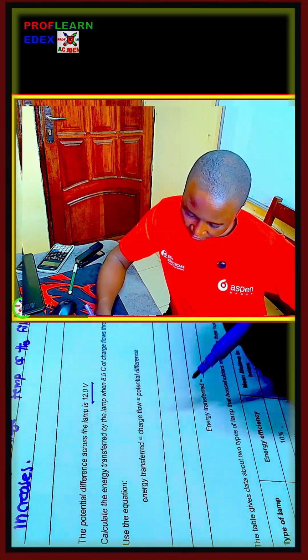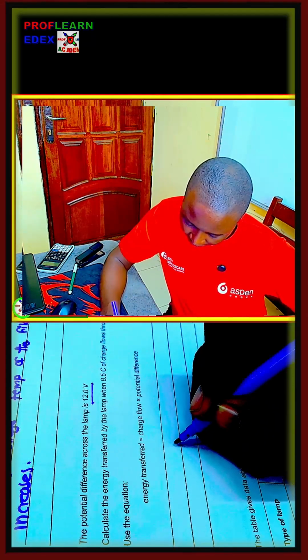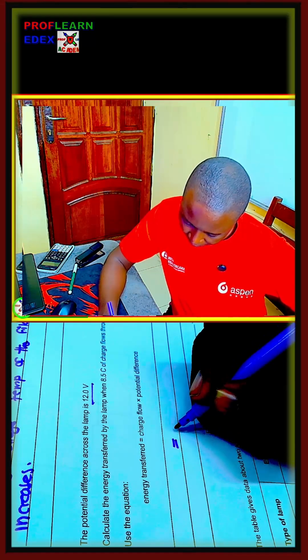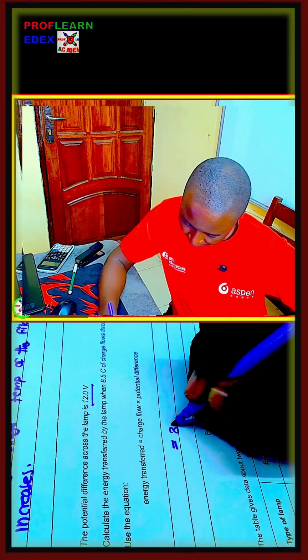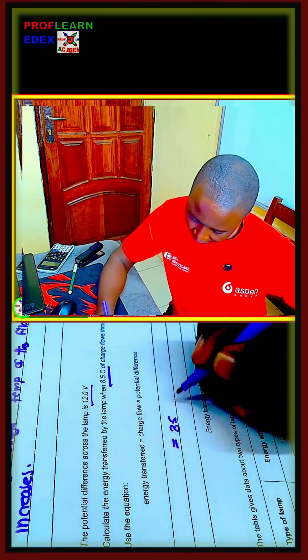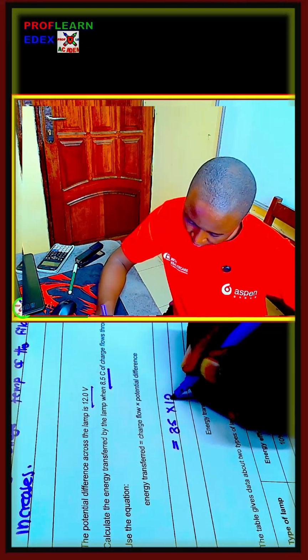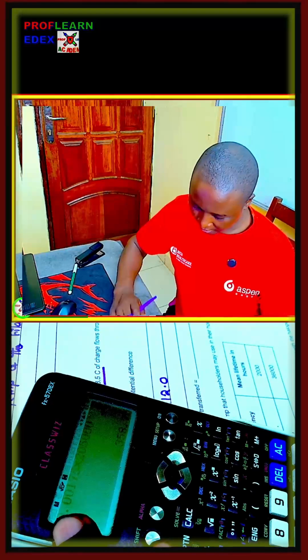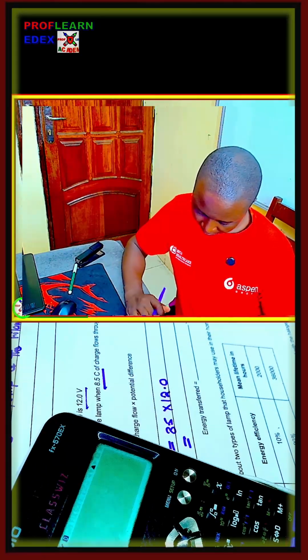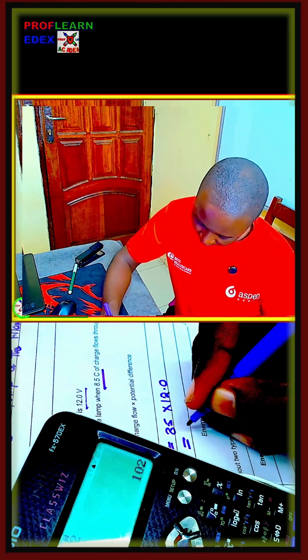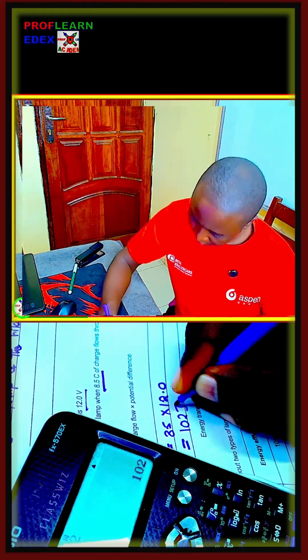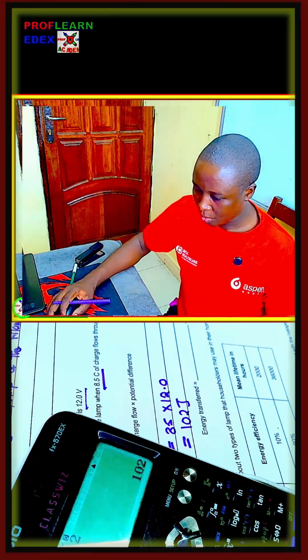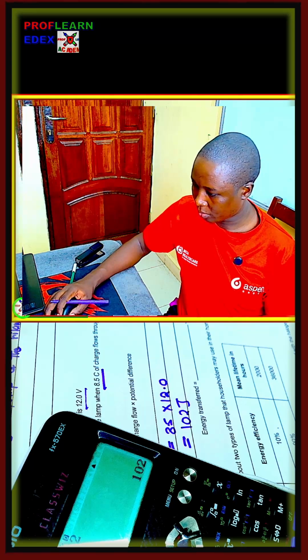The potential difference across the lamp is this. Calculate the energy transferred. So our charge is 8.5 coulombs, provided here, times 12.0 volts. If you put it in the calculator, 8.5 times 12 is going to translate to 102 joules.